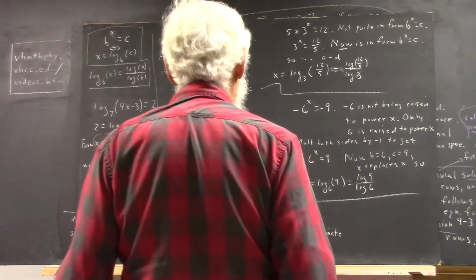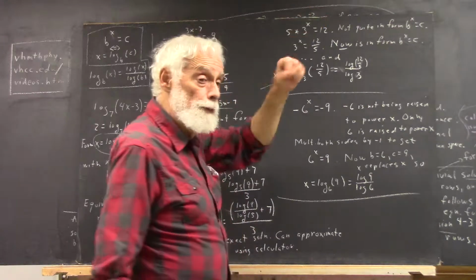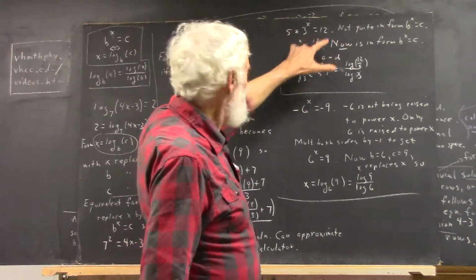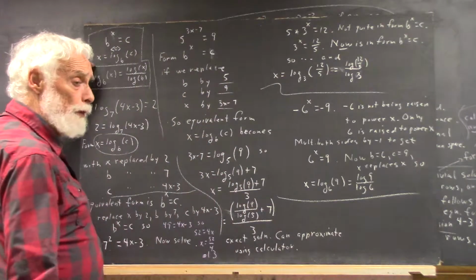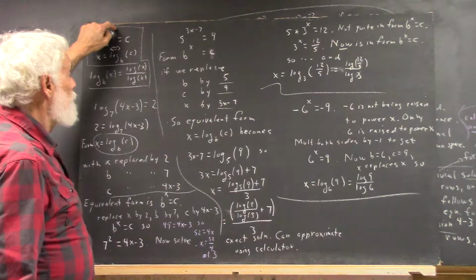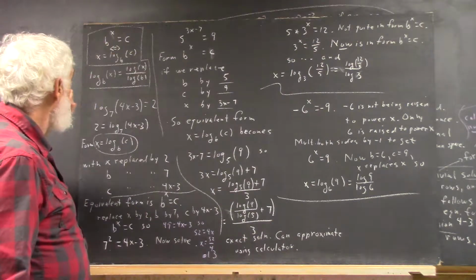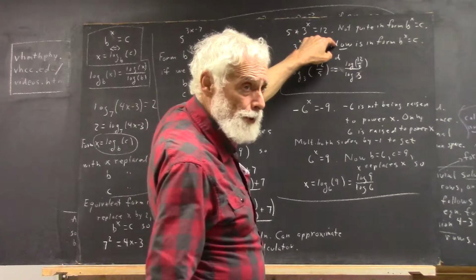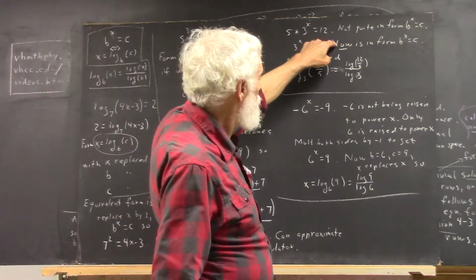Okay, so we have 5 times 3 to the x equals 12. Now, it doesn't really fit either of these forms. It's not just some number to a power equals some other number. We got 5 times some number to a power equals some other number. What are we going to do about that?